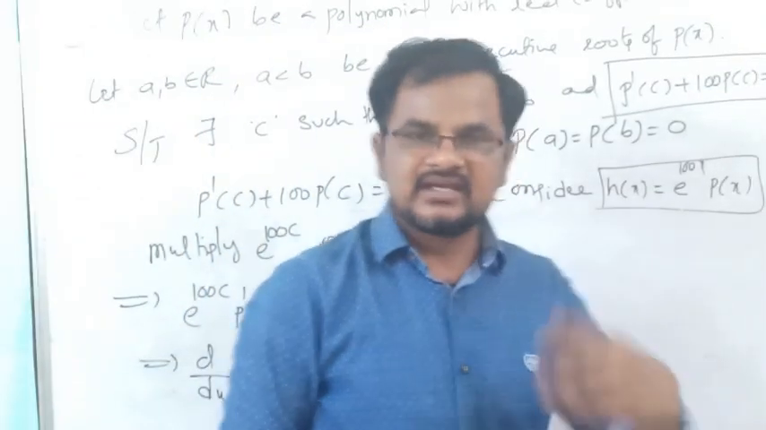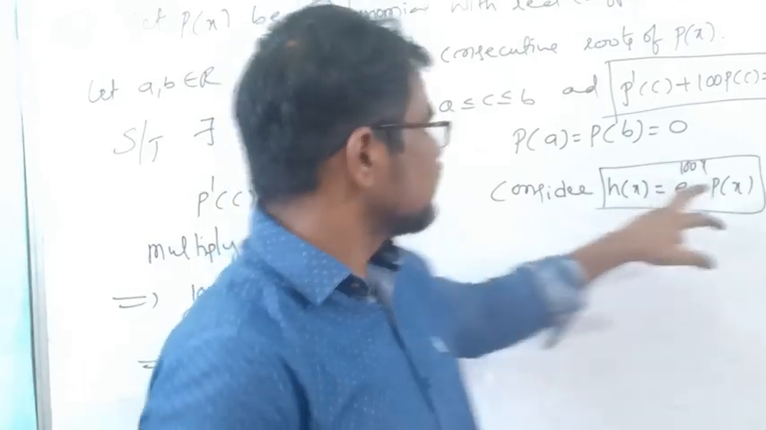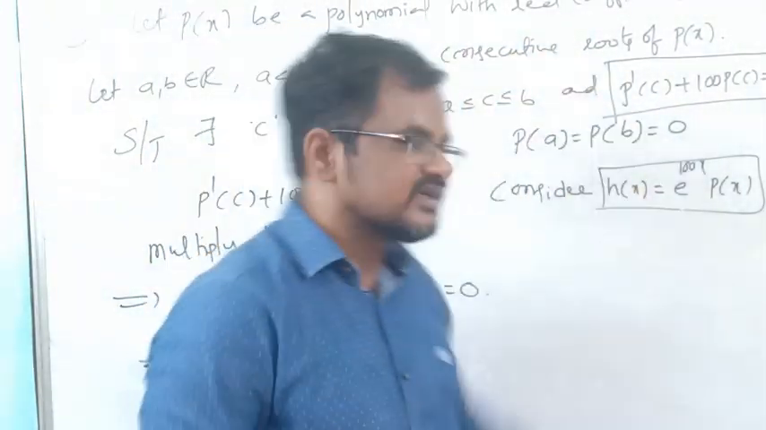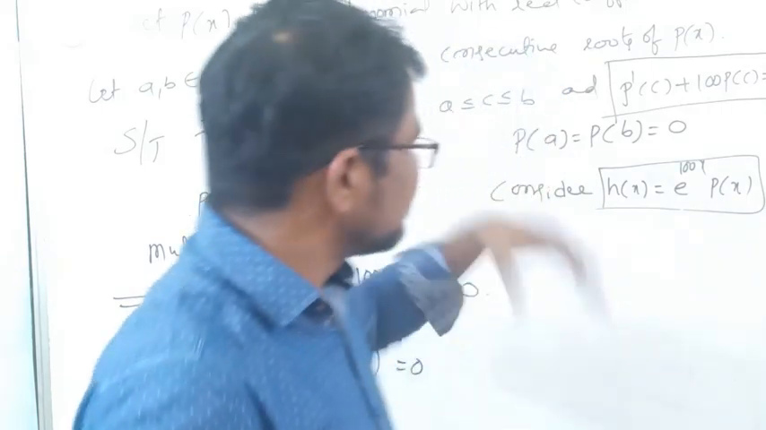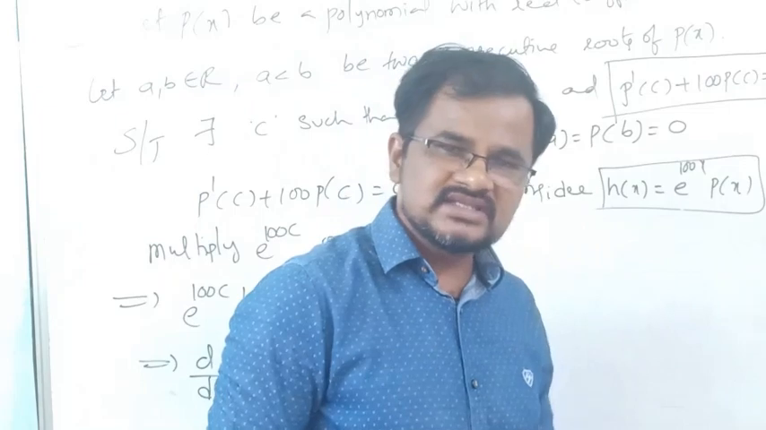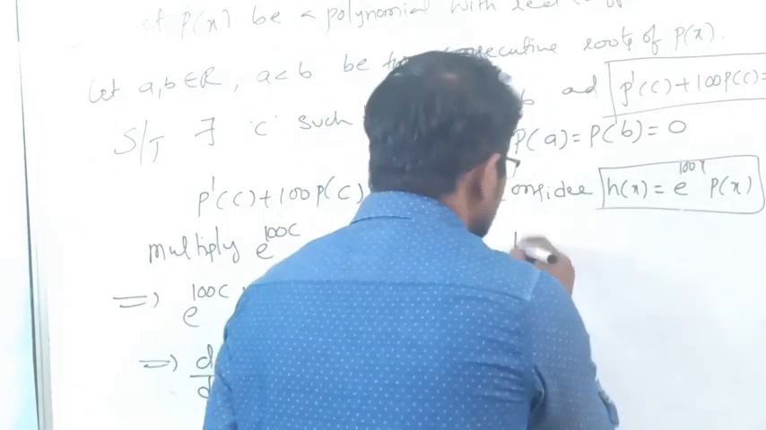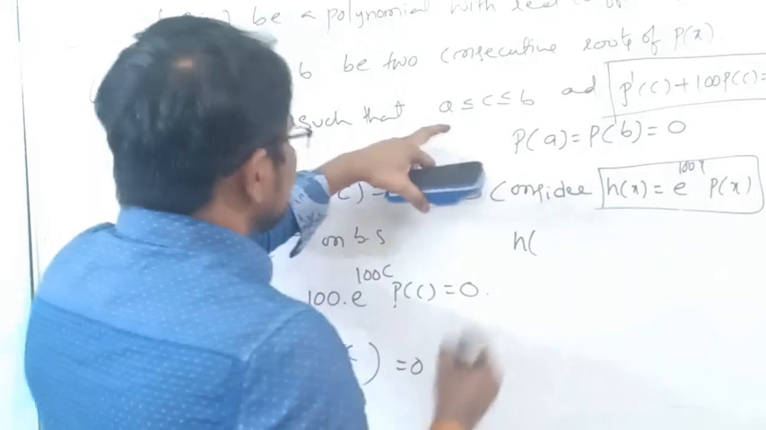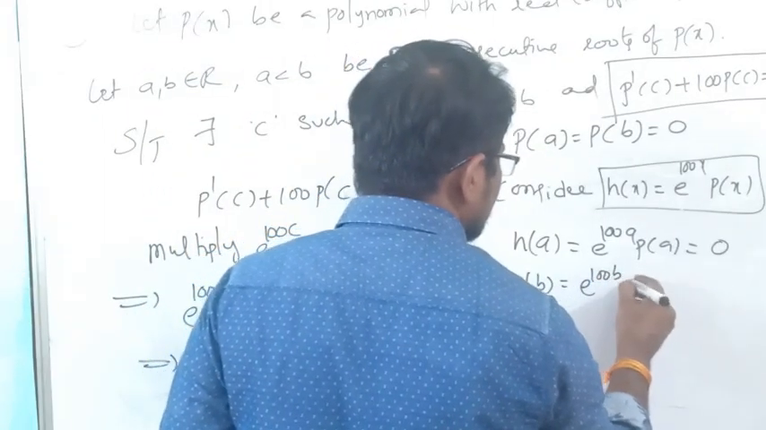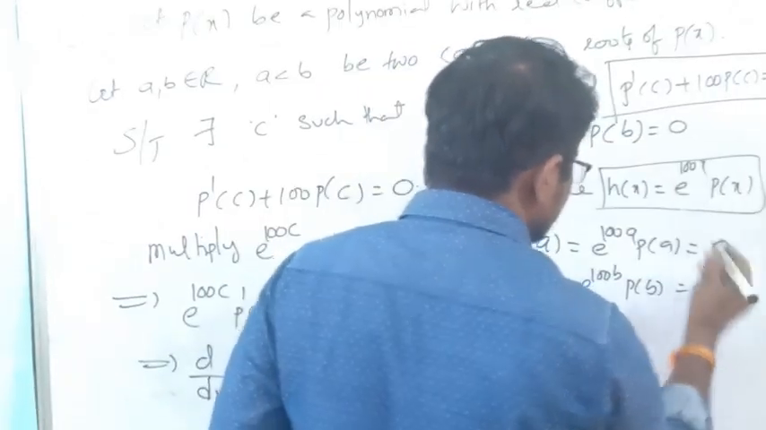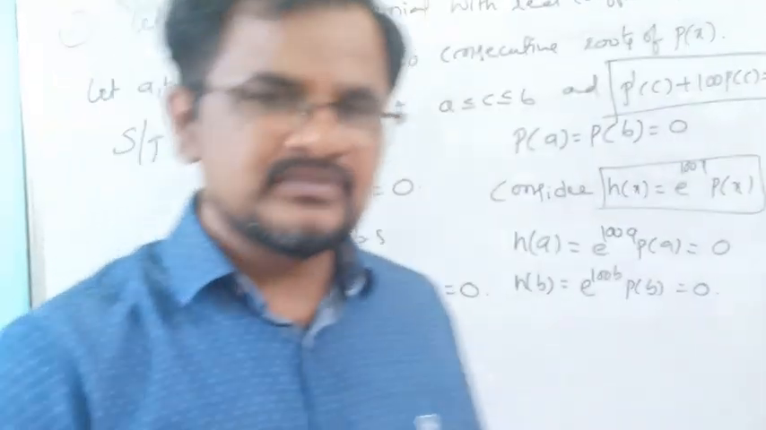Here the exponential function is continuous and differentiable, and p of x is already given as a polynomial function, means h of x is continuous and differentiable also. And the third condition of Rolle's theorem: verify h of a equal to e power 100a p of a, and p of a value is 0, so h of a is 0. H of b equals e power 100b p of b, and p of b value is also 0. Means the three conditions of Rolle's theorem are satisfied.